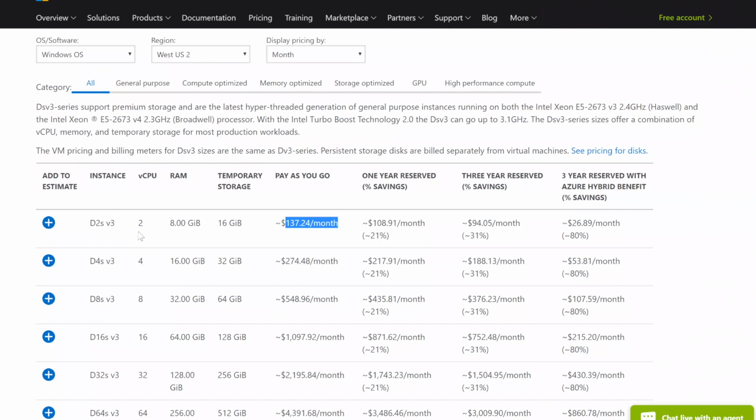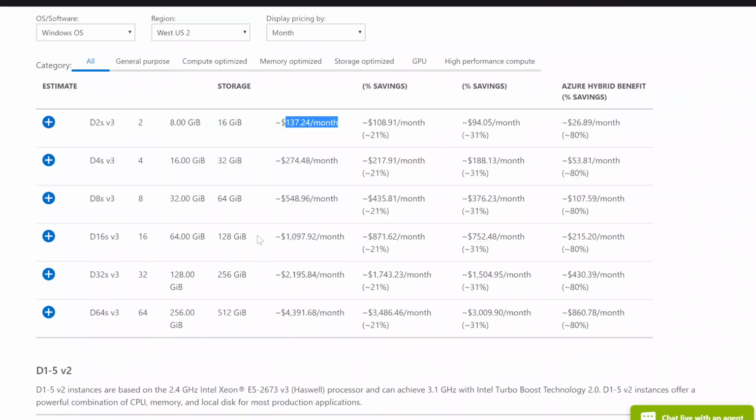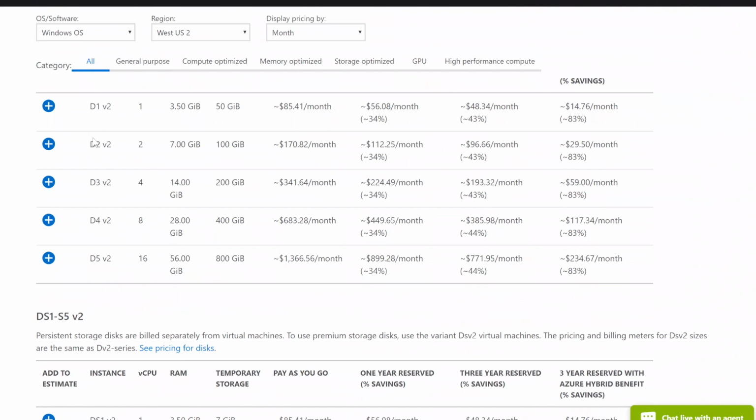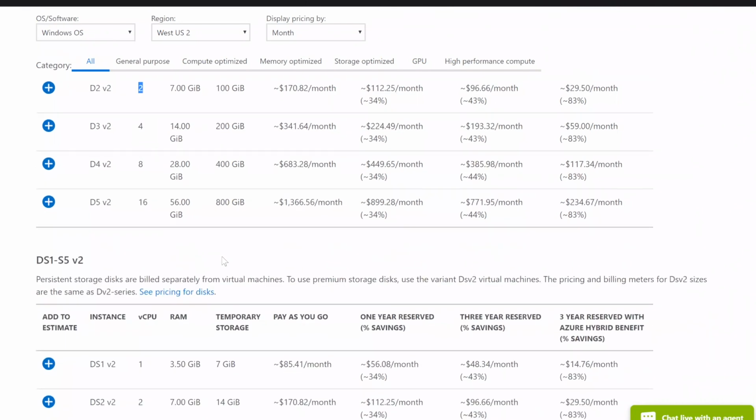So D2SV3, which is 2x8, is $137. And if you look at D2V2, which is a 2x7, is 170, right? So you have a little bit of a premium that you're paying for, even though you're getting less RAM with it. Why is that? The reason is that in the version 2 of the D series, the cores are not hyper-threaded, which means these two are actual physical cores on the VM, whereas in the V3, this would actually be 4 cores if they were hyper-threaded. So that's a significant differentiator between V2 and V3.